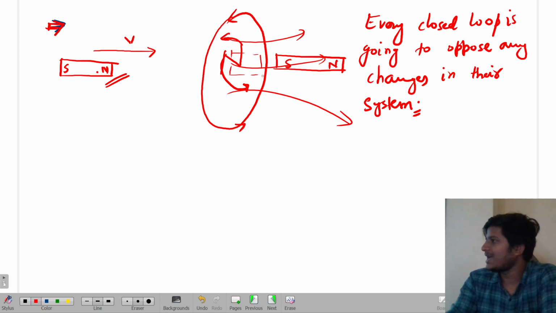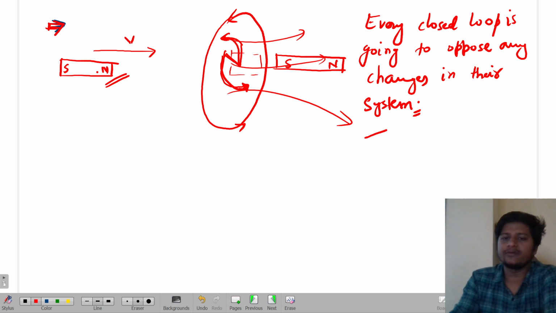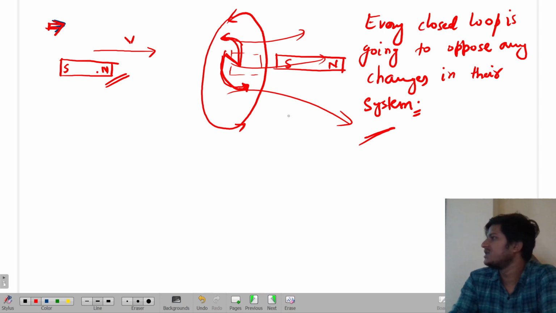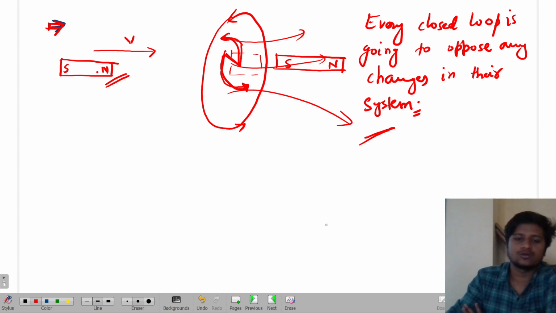Now to make this happen, see, this is my south pole or not? If I can make over here again a north pole, then what will it do? It will attract the south pole, right or not? It will not let the bar magnet go. So again it generates what kind of pole? A north pole over here, which makes the current rotate anti-clockwise. Am I correct or not? So that means it will always oppose any kind of change in its system. Remember that. So now look over here.